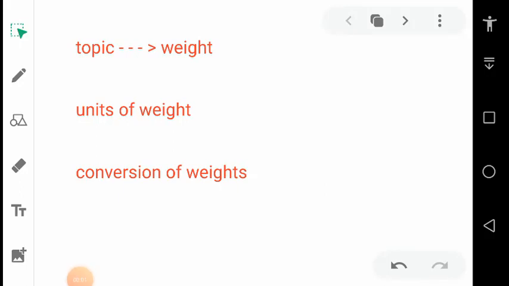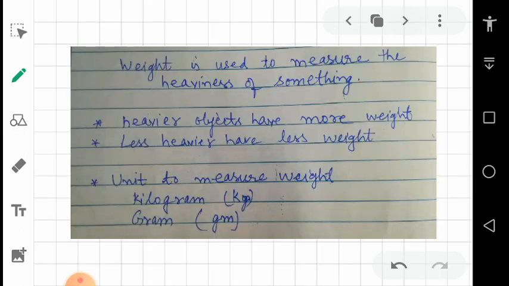Today's topic is about weight. We will discuss the units of weight and conversion of weights. Weight is used to measure the heaviness of something.